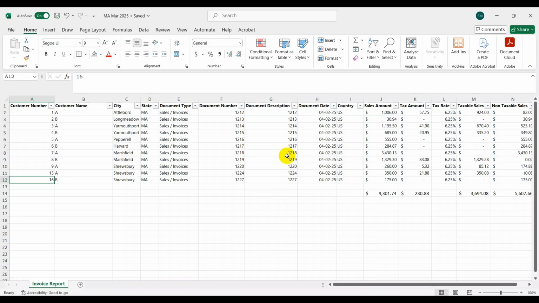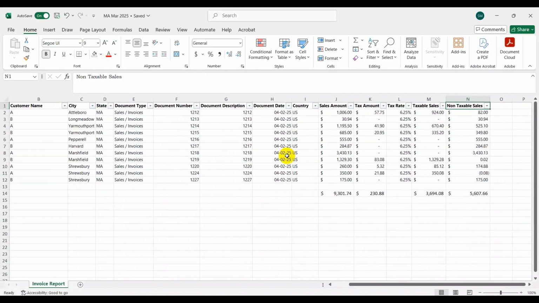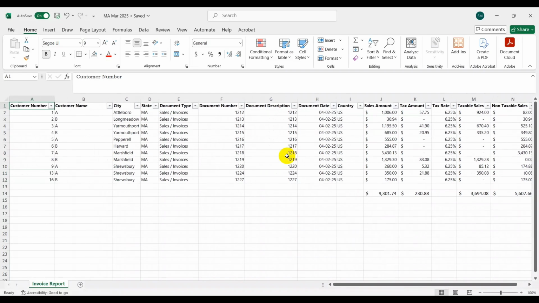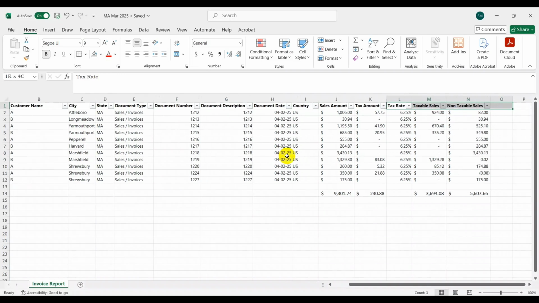So again, this is my report. It's the same format that we have used for our previous two states. There's a customer number, there's a customer name, then we have a city, no county here because again, Massachusetts has a flat state tax rate, and there are no local counties or cities which you have to pay extra attention to.